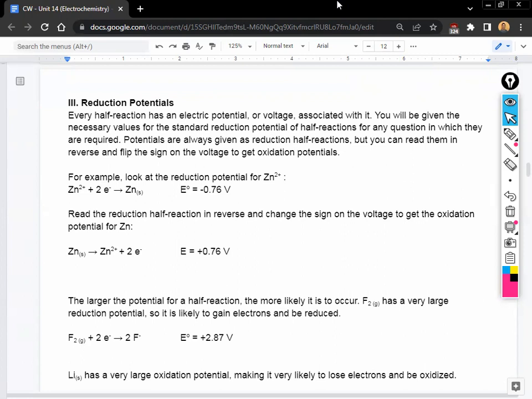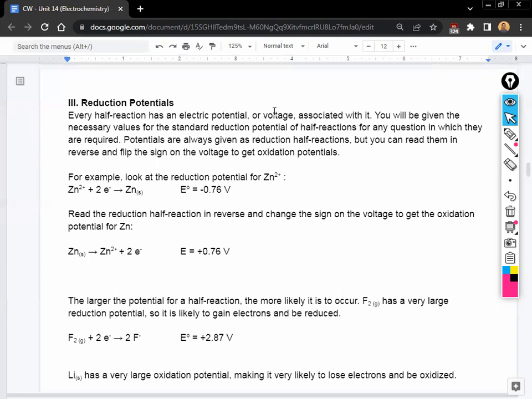Basically, the point of this is that every single half reaction has some type of electric potential. Electric potential is basically the energy that's produced by the electrons moving. So do the electrons want to move a certain direction? And if they move that direction, how much energy are they going to produce while moving that way?